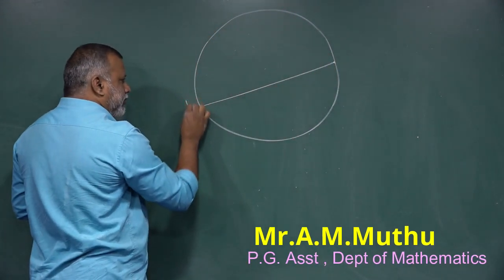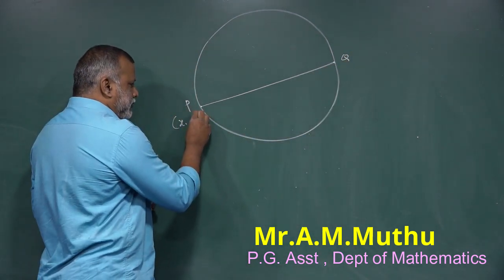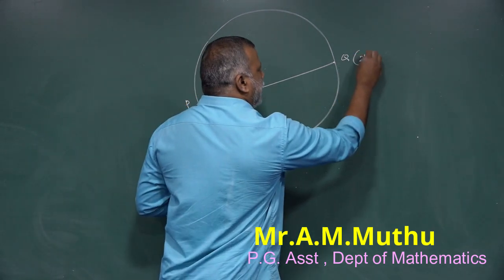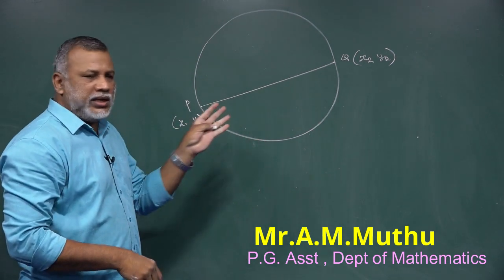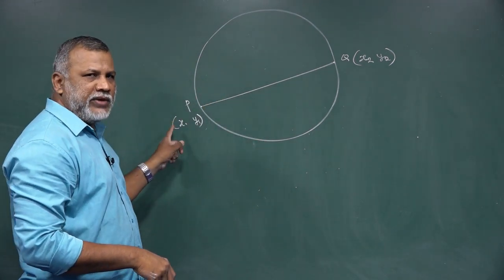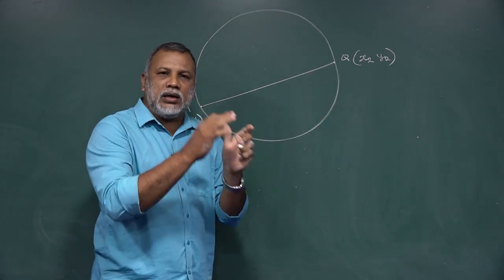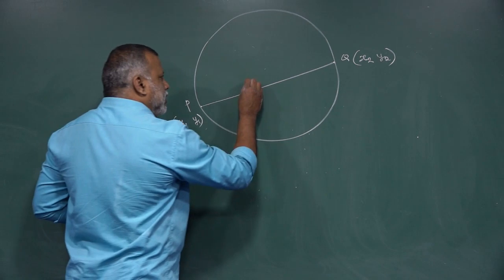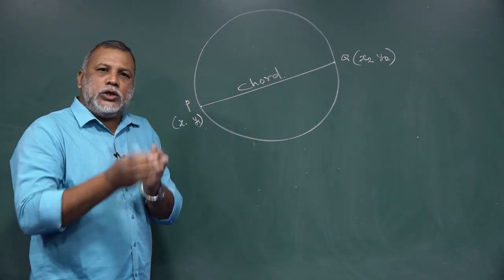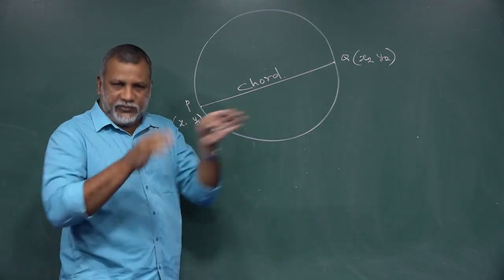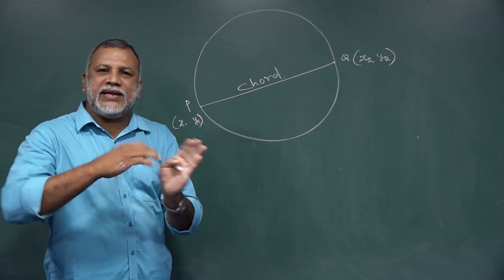This should be P and Q. P (x1, y1) and Q (x2, y2) be any 2 points on the circle. This is called a chord. But we are going to find the equation of the chord initially. After that, we are going to convert this chord into a tangent.